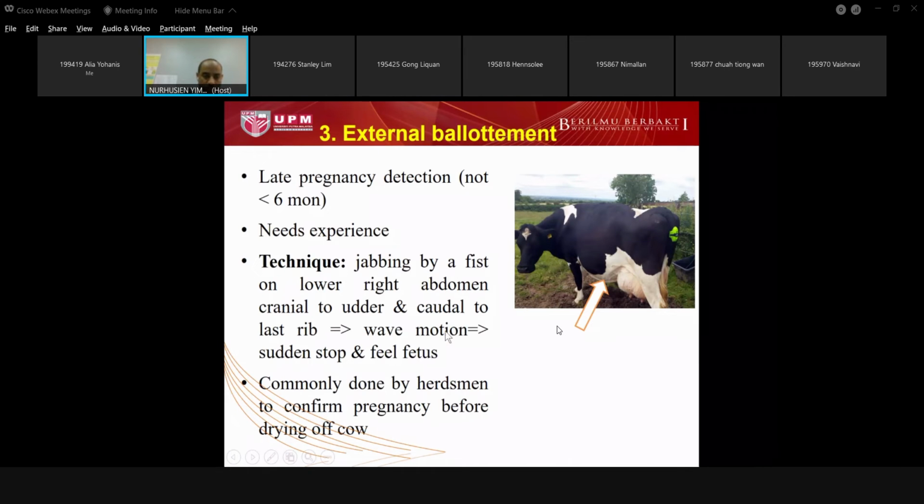So what we do is jab upwards using the fist, so you will be creating a kind of wave motion, all right? And at some point, if you suddenly stop and try to feel, then the ballotment of the fetus is expected to be felt by your hand, which is pressed against the abdominal wall. So technically, that's how we expect to perform it and to feel it. But as I said, this is again a method which is applicable only during the advanced stage of pregnancy.